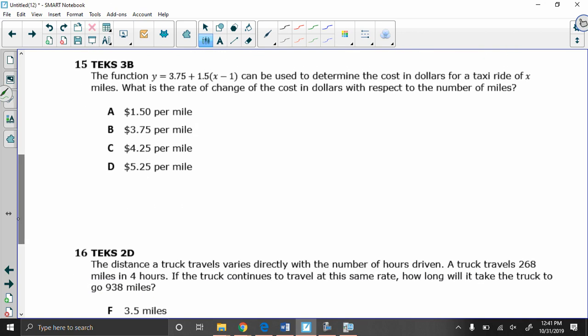15. So it says the function y equals 375 plus 1.5 times (x minus 1) can be used to determine the cost in dollars for a taxi ride of x miles. So depending on how far you go in the taxi, that's how much you're going to get charged. So it's asking us what is the rate of change of the cost in dollars with respect to the number of miles. So it's wanting the slope.